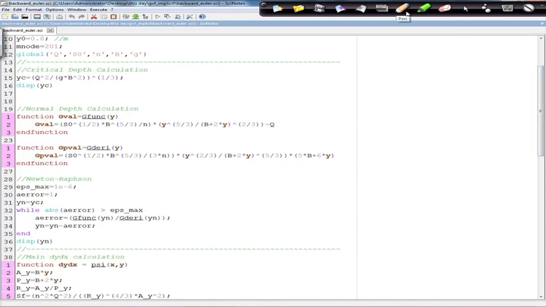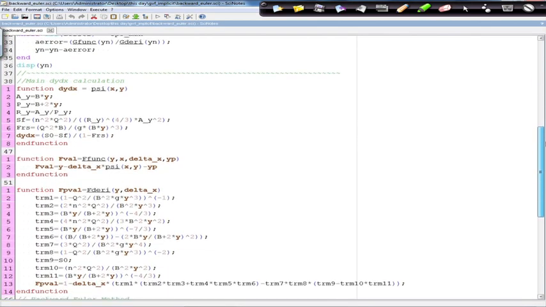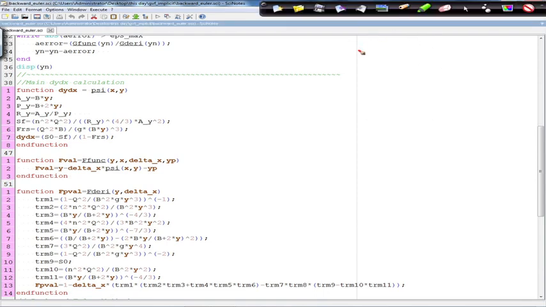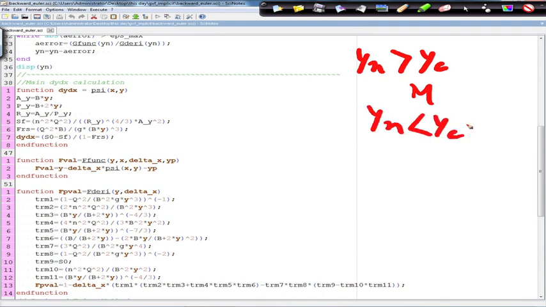In this case, the first step is critical depth calculation: YC as Q squared over G B squared, and whole to the power 1/3, we can get the YC value. Then normal depth calculation, G val and G prime val. So, G and G prime, these two values are required. Using Newton-Raphson here, we can get the solution and we can get this Yn. After getting Yn and Yc, we can comment on the flow condition. Obviously, if your Yn is greater than Yc, we have mild slope condition, and if Yn is less than Yc, we have steep slope condition.